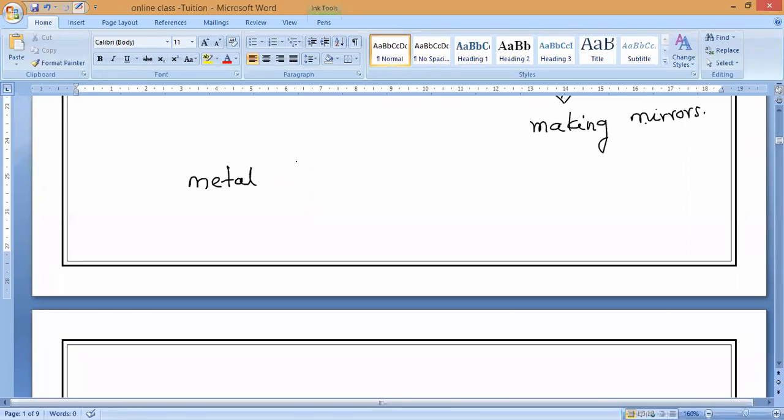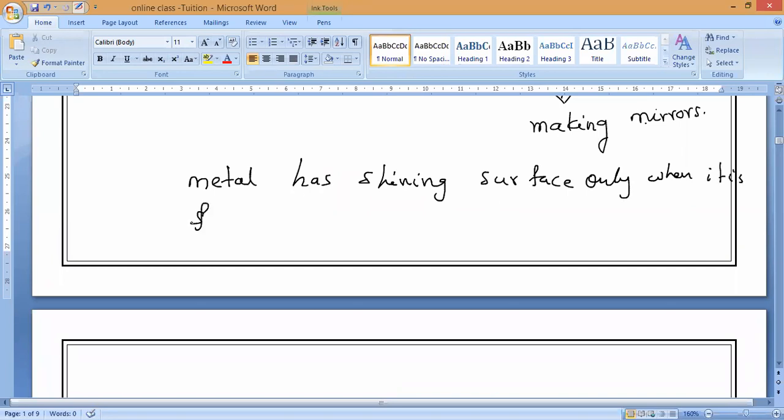So a metal has a shining surface when, guys? Please respond. A shining surface only when it is freshly cut. Understand? When the surface is freshly cut. Even gold also, but gold is a less reactive metal. That is why it takes time to corrode.